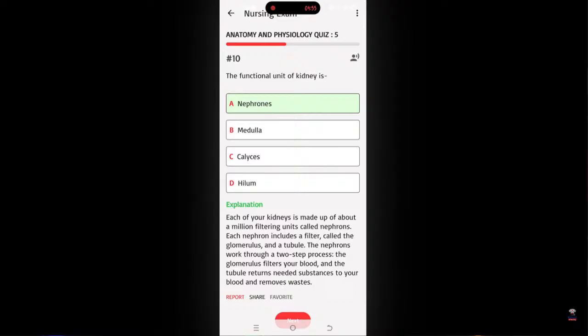Each nephron includes a filter, called the glomerulus, and a tubule. The nephrons work through a two-step process. The glomerulus filters your blood, and the tubule returns needed substances to your blood and removes wastes.